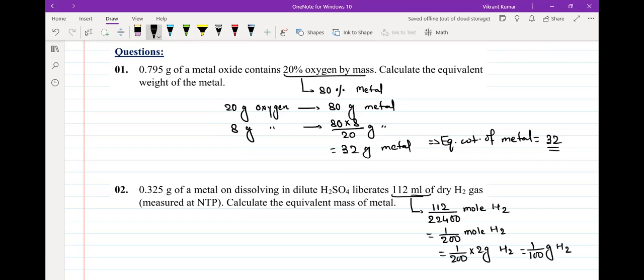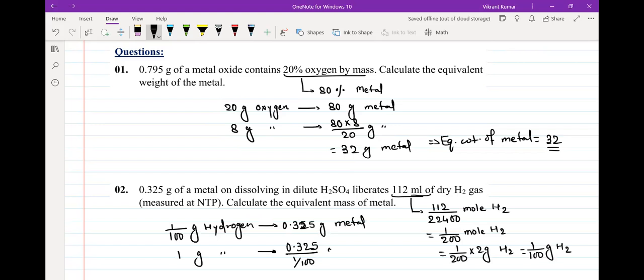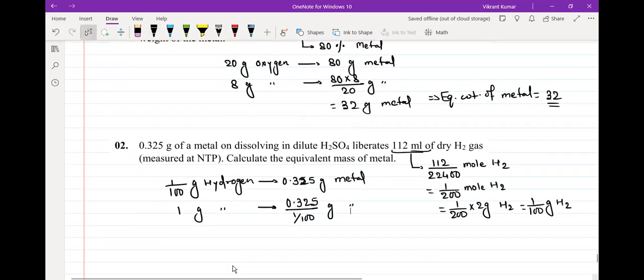Now we can say 1/100 gram hydrogen is getting replaced by 0.325 gram metal. So that's why 1 gram was the reference. So we'll write 0.325 divided by 1/100, and that will make it 32.5. Trusha, have you got your mistake? Yeah. H2 was there so I had to multiply by 2, not 1, right? Yeah.